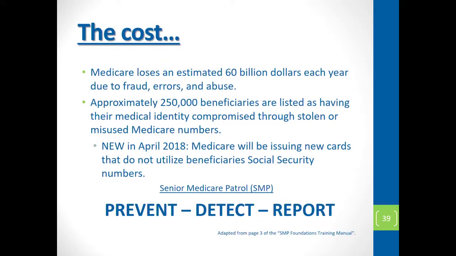So overall, as of last year, Medicare loses $60 billion thanks to everything that was listed on that previous slide. About 250,000 beneficiaries have had their identity compromised through either being stolen or something being mishandled. But, and some of you may have heard this already, in April of next year, Medicare is getting away from using your Social Security number as your claim ID, and they're going to be reissuing new numbers. We're anticipating that to come out April of next year.